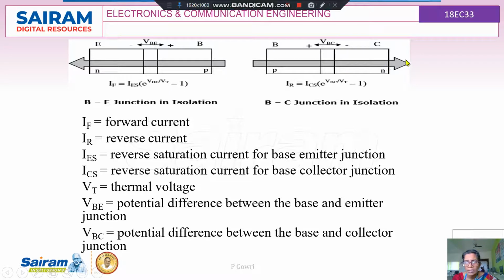Similarly, the current in the collector to base junction can be given as IR equals ICS times e power VBC divided by Vt, minus 1, where VBC is the voltage applied across, or measured across, the collector to base terminals.